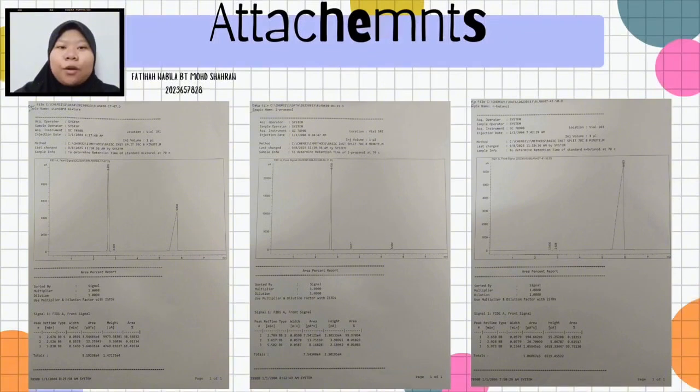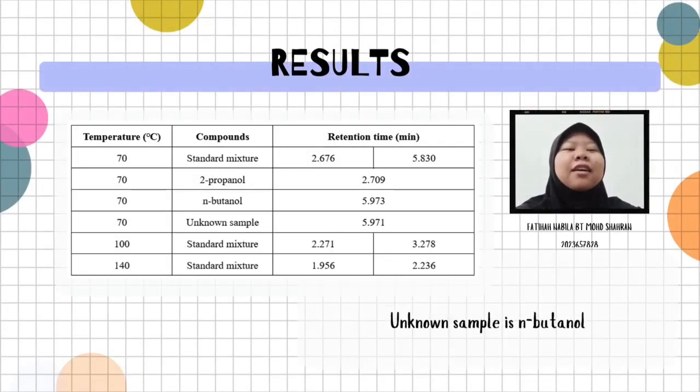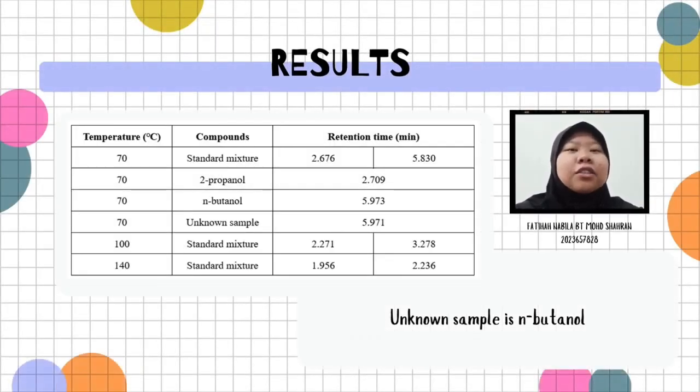This is the attachment of the standard mixture at 70 degrees Celsius, 2-propanol and butanol. This is an attachment of the unknown sample, standard mixture at 100 degrees Celsius and standard mixture at 140 degrees Celsius. The result is based on the attachments. At 70 degrees Celsius, the standard mixture shows 2 retention times at 2.676 and 5.830 minutes. Individually, 2-propanol had a retention time of 2.709 minutes while N-butanol showed 5.973 minutes.